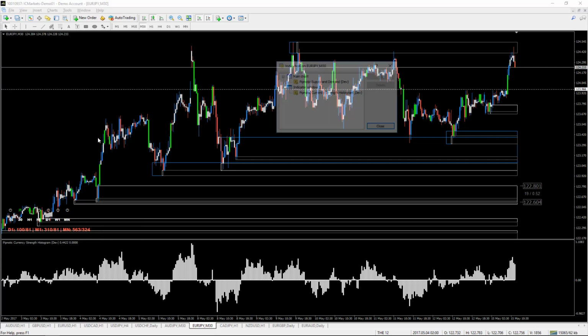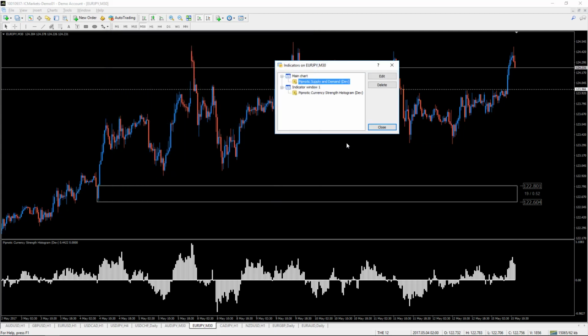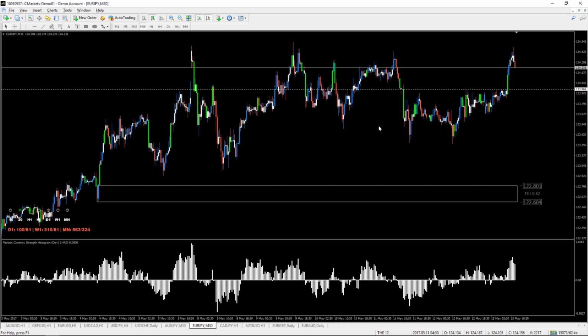Let me remove these. You can see right there, so the 122.80. Like I said, you're probably going to get a reaction here, but price has already been down to as low as this low here. It has not been here, hasn't been to the 122.80 yet. So this is a good area.